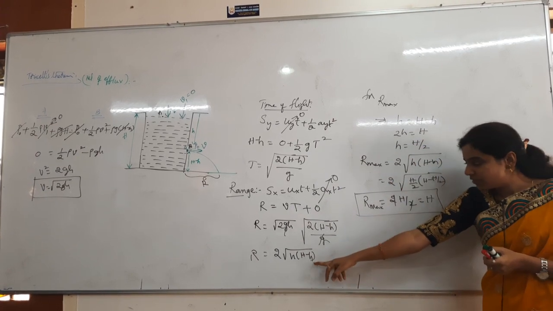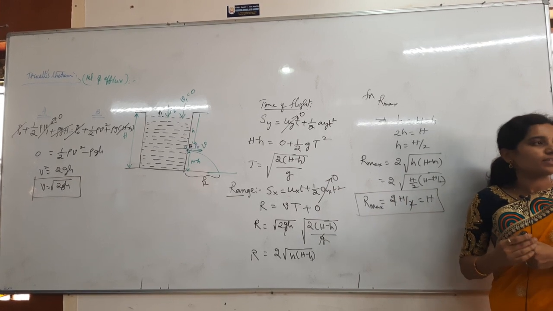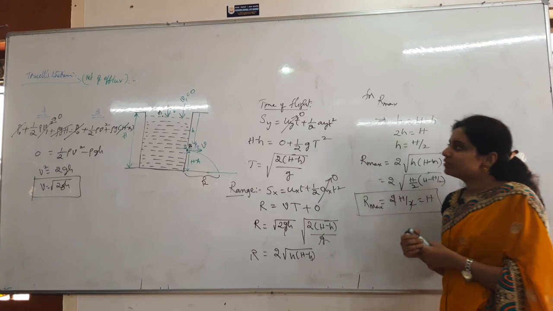I have substituted that value in this equation. Then the maximum range is exactly how much? Height of the tank only. Clear? Copy that. Speed of efflux.